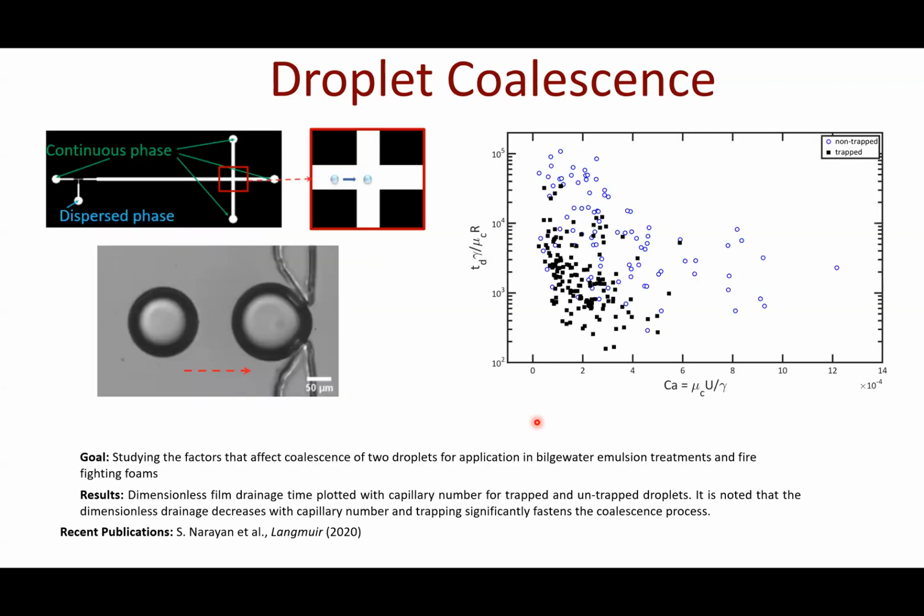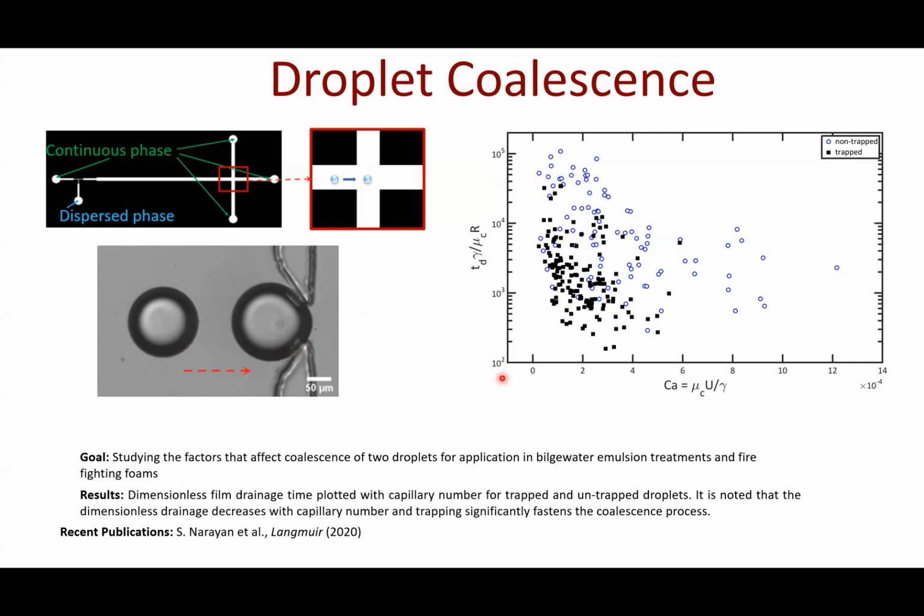The first project that I want to talk about is that of droplet coalescence. This has several applications in bilge water emulsions and firefighting foams. In this project, we have two microfluidic devices. One is the untrapped microfluidic device where two droplets are brought in contact with each other and allowed to coalesce in a Stokes trap. The second is a device in which one of the droplets is in contact with a PDMS wall and they are brought in contact with each other to coalesce.